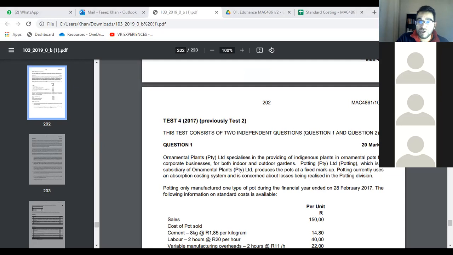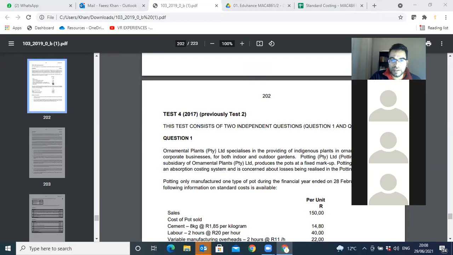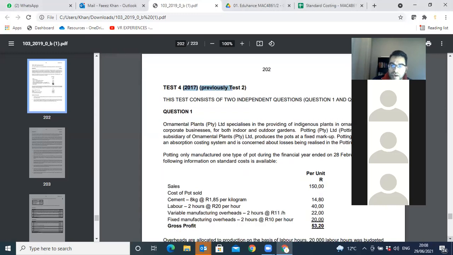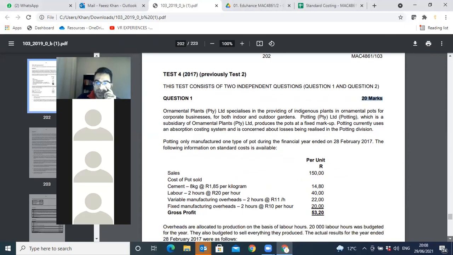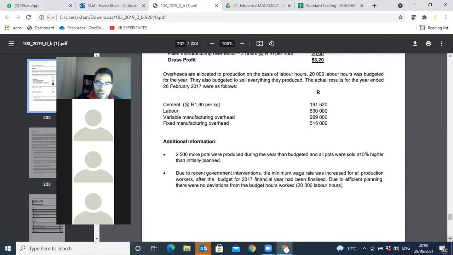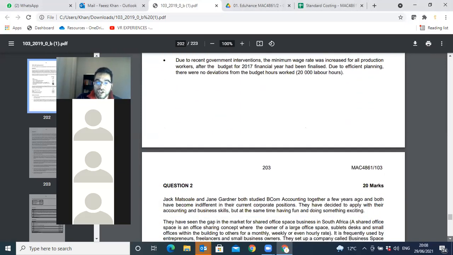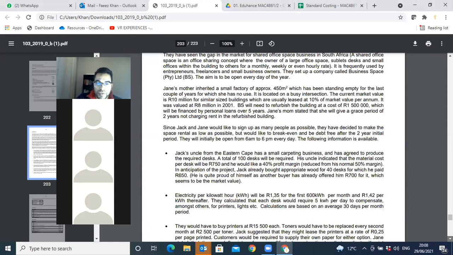So standard costing. I just want to show you something quickly before you guys go. I'm going to share my screen. So here you can see, we're going to do this. They call it test 4, but it's previous 2017 test 2. So question 1, 20 marks. That is the standard costing question. So here's all the information. It's only one page. That's positive. So they're keeping it simple.